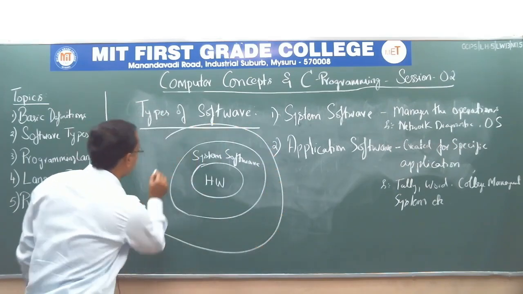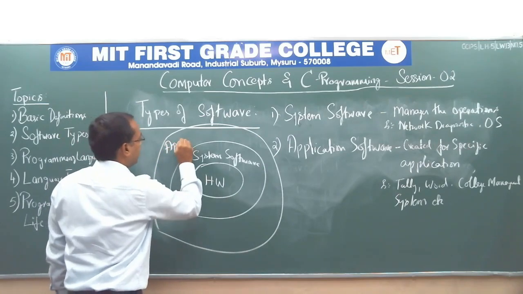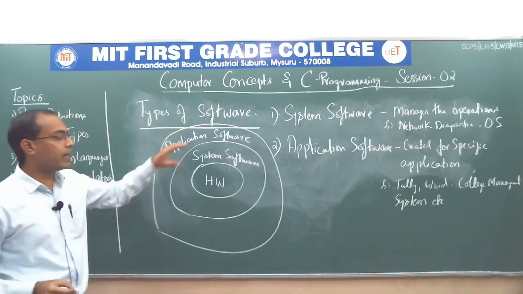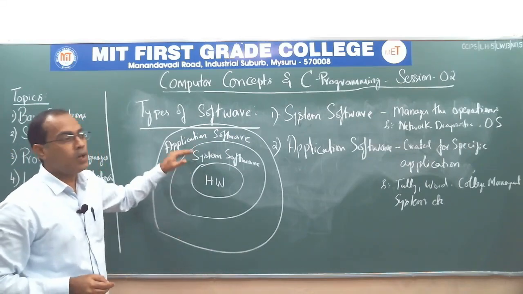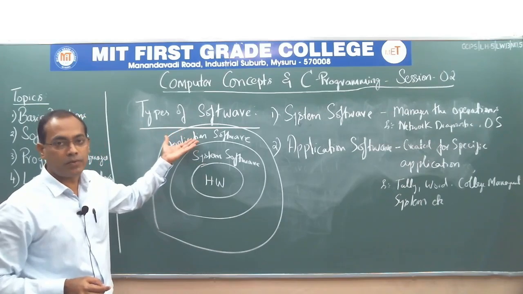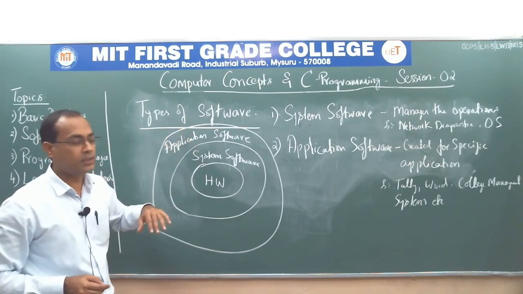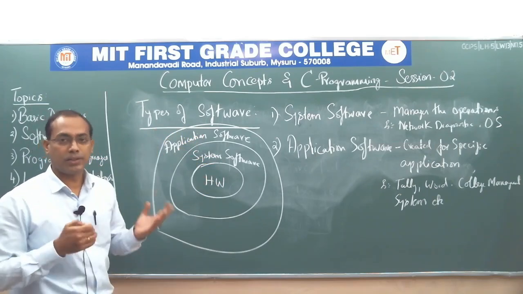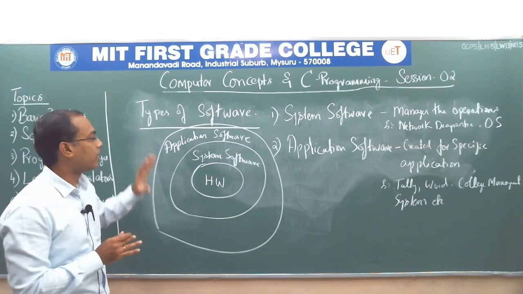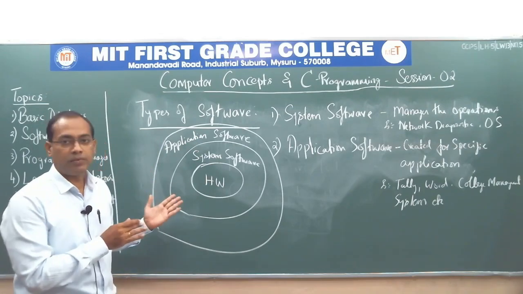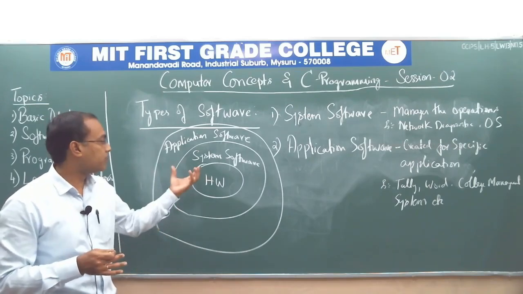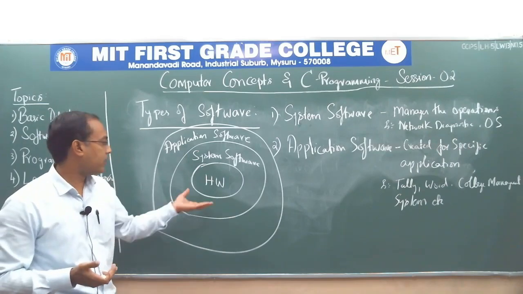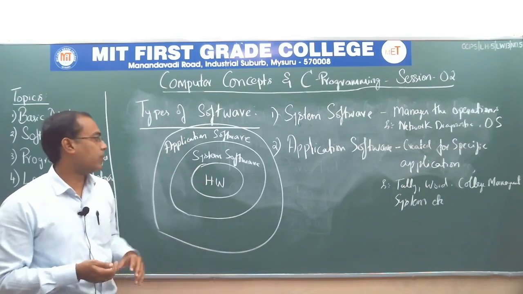And then on top of it, we have application software. If you look at this diagram, you can see that system software provides a platform for the application software to run and execute or to do its operations. So system software is sandwiched between the hardware and the application software. Students, I hope you are now able to clearly differentiate between system software and application software, and how system software is essential for bringing hardware to life, or in other words, for managing the operations of the hardware or computer.